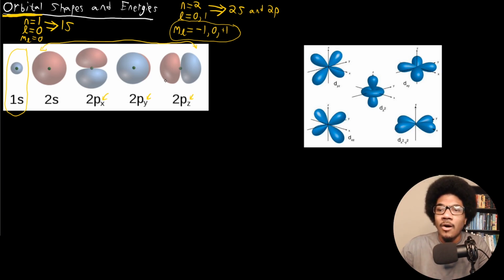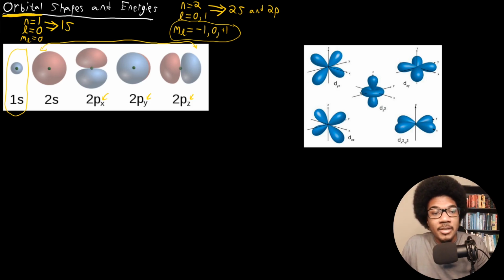But note that they all have the exact same shape. They have the same size. They would also have the same energy. The only thing that's different between these 3 orbitals is their orientation. So each of these 2p orbitals has the same shape, same energy, same size. The only thing different is their orientation in 3-dimensional space, and we predict that we'll have 3 of them.